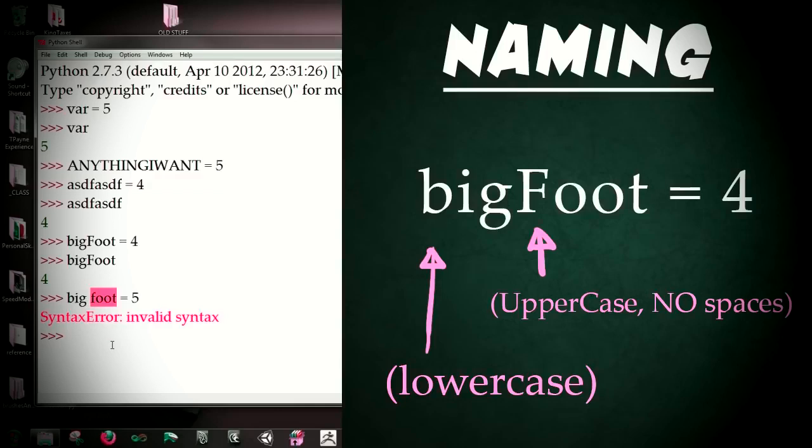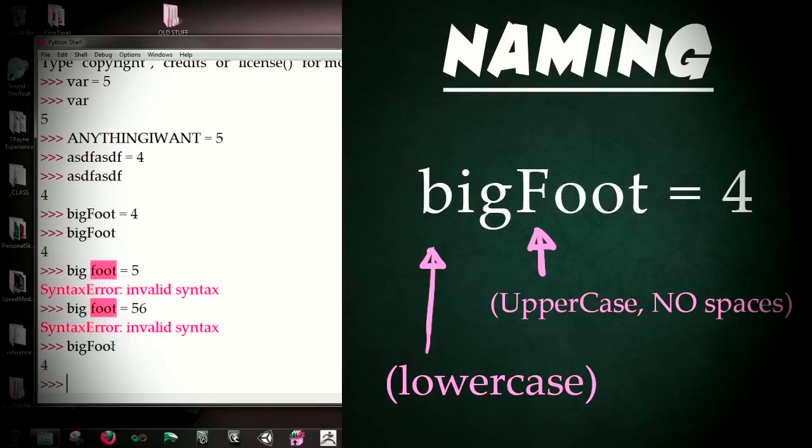So go ahead and try that one more time: big foot with a space in between equals 56, whatever. And you'll get that same error. So don't include spaces. Instead, just capitalize the first letter of every other word. So bigFoot equals 4. There we go. Excellent work.